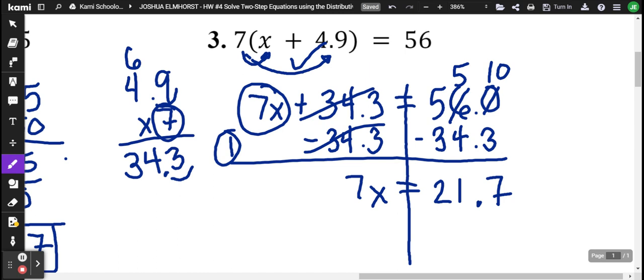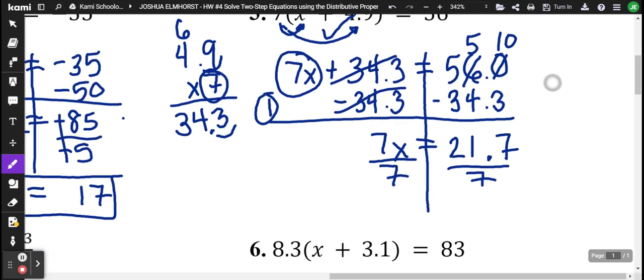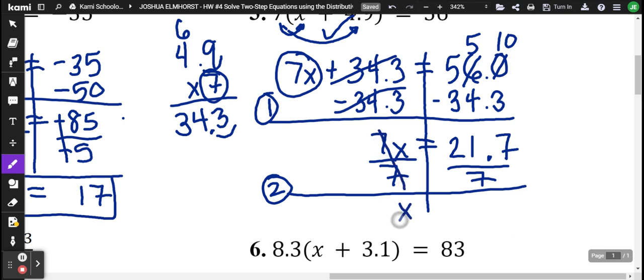So now we go to step 2. Divide both sides by 7. 7 divided by 7 will give us 1x. And that will be equal to 21 divided by 7 is 3. And 7 divided by 7 is 1.